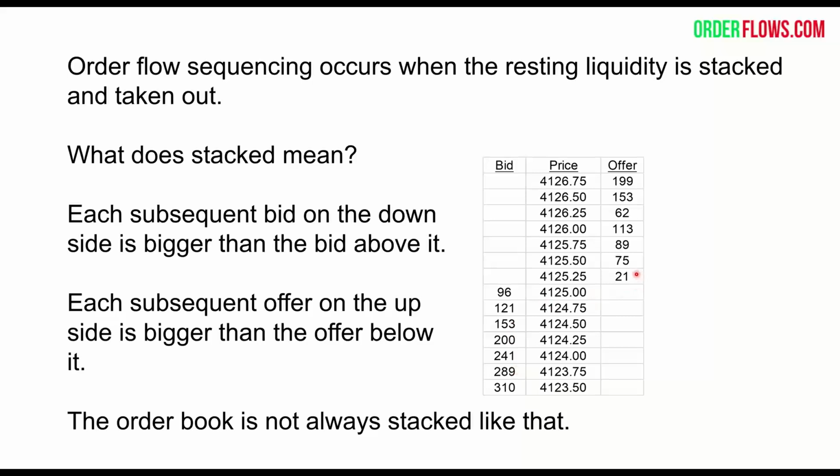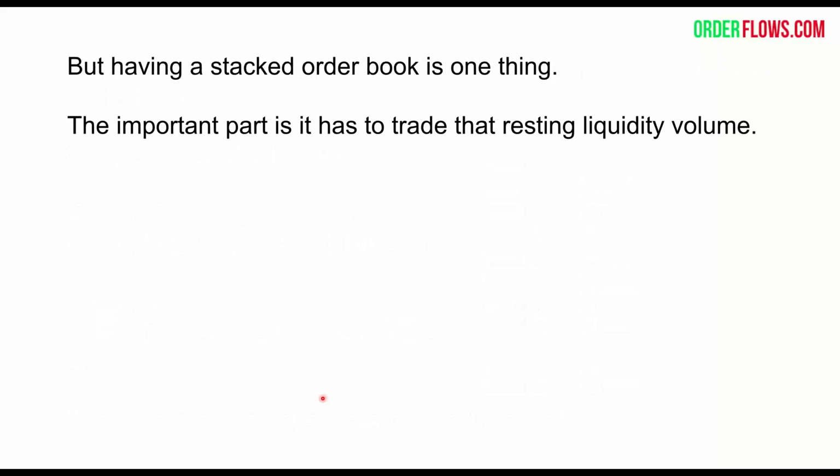Or every subsequent offer is bigger. You see 21, 75, 89, 113, but then you have a gap. It just goes back down to 62. So you got an area of very little liquidity, then 153, 199. So I'd consider these 4 prices stacked, but then the stack starts up again. So the book is not always stacked like that.